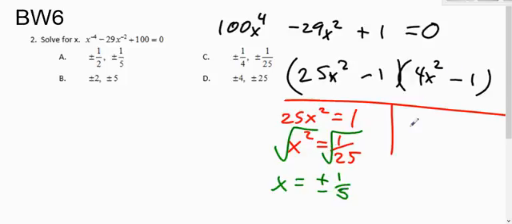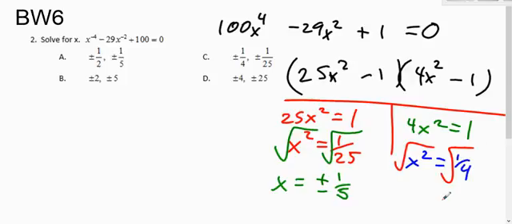On the other side, you do the same thing. You get 4x squared equals 1. x squared equals 1/4. Square root becomes plus or minus. Square root of 1 is 1. Square root of 4 is 2. Plus or minus 1/5, plus or minus 1/2. A.